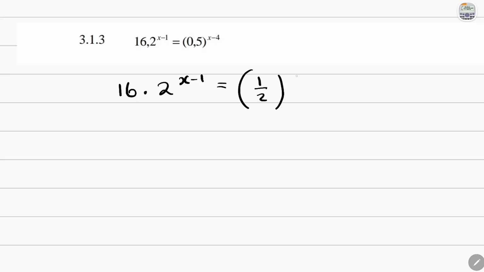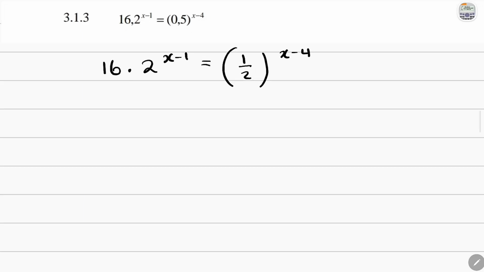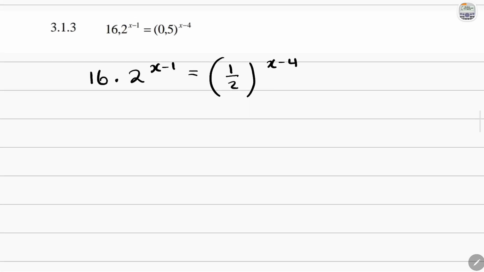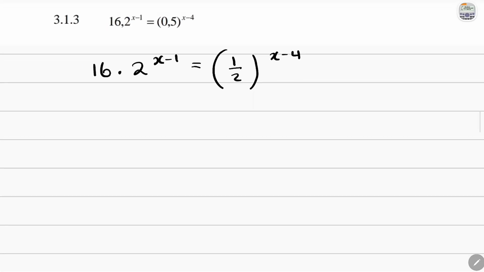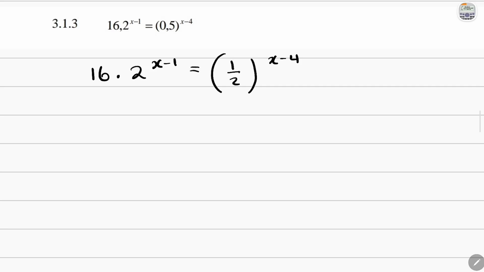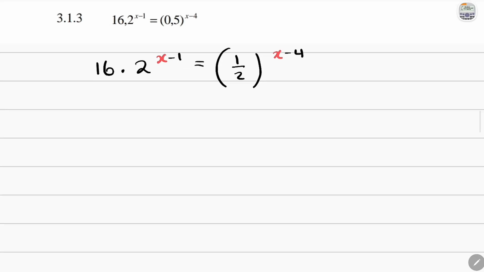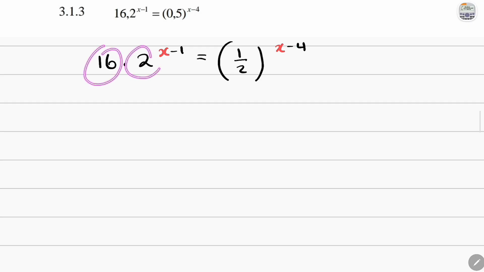Okay, so raised to the power of x minus 4. And this is what we have. How do we solve for x in this exponential equation? So we're trying to solve for x. The way we can do this is, do you see the numbers they're using? 16, 2, okay, a half. They are using numbers that can be written as a base of 2. So how about we just write all of them as bases of 2?